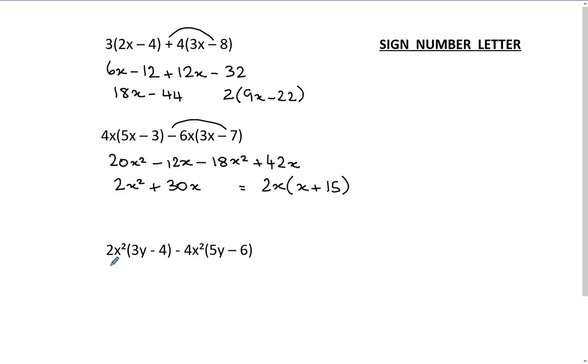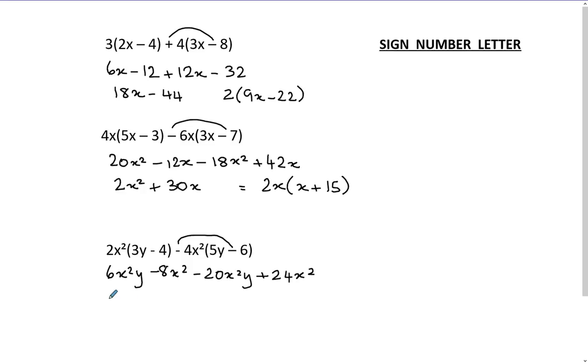Sign positive, number 2 times 3 is 6, letters x squared y. Sign minus, number 8, letter x squared. Sign minus, number 4 times 5 is 20, and you've got x squared y. And then sign minus times a minus is a positive. 4 times 6 is 24, and letters x squared.